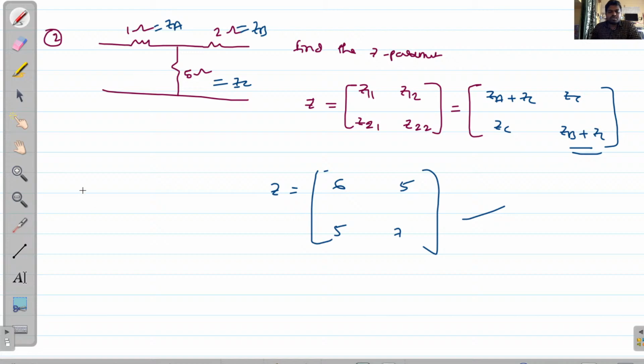But in some questions, from the GATE point of view, they are not providing ohms, they are providing mhos. In that context, for the same problem, suppose this is 1 mho, this is 2 mho, and this is 5 mho. Now you can calculate the Z parameters for this. So in that context, first you can convert these mhos into ohms.